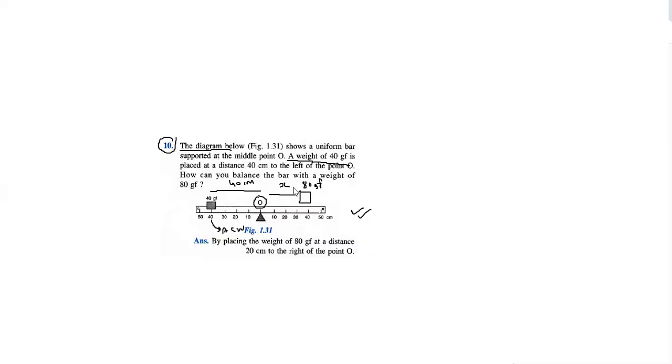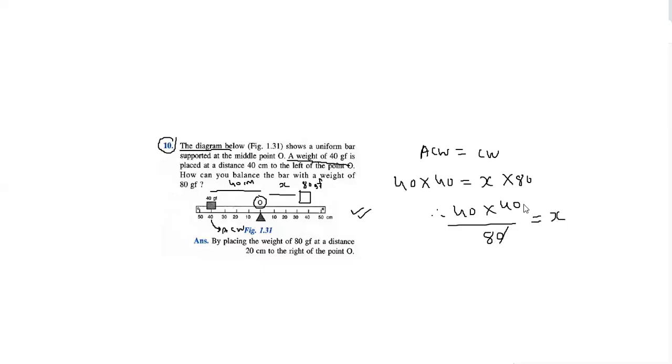So the X. So we know the concept. The concept goes like this. Anti-clockwise moment equals clockwise moment. So anti-clockwise moment, we have 40 GF into the distance of 40 centimeter, equals clockwise moment, which would be X into 80 GF. That is force into distance. So therefore we get 40 into 40 upon 80 equals X. So then we get 4, 2, this is 20. So we get X equals 20 centimeter.